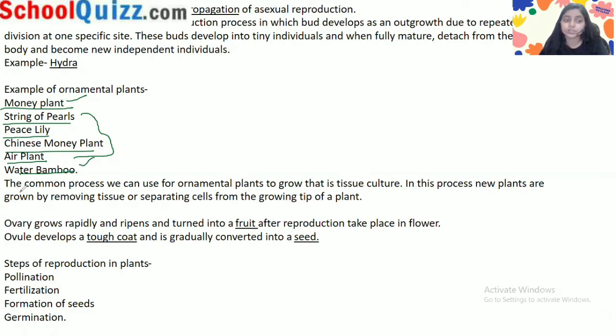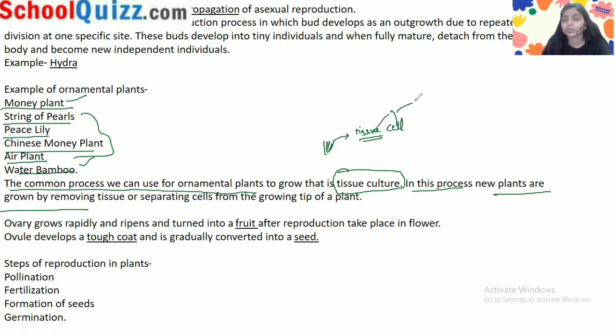Secondly, you have to tell them the process. The common process we can use for ornamental plants to grow is tissue culture. What happens in this process? New plants are grown by removing tissue or separating cells from the growing tip of the plant. Suppose this is a money plant. We take the tissue or the cells of this plant, and from them we produce a new plant. This is a chemical type of method. We use some chemicals and do proper care, and then a new plant is produced.